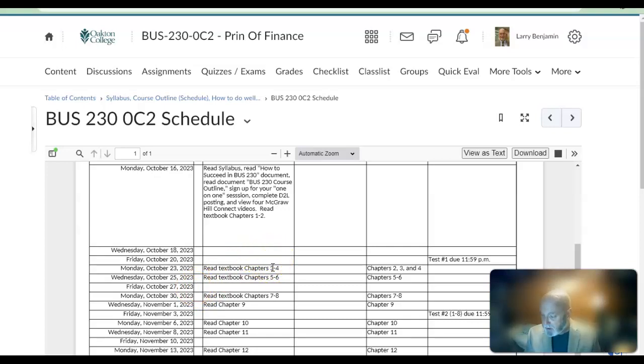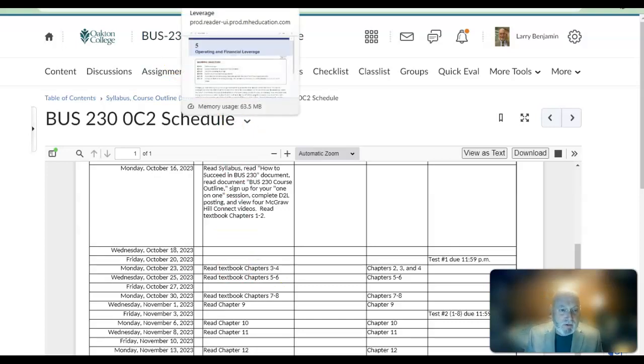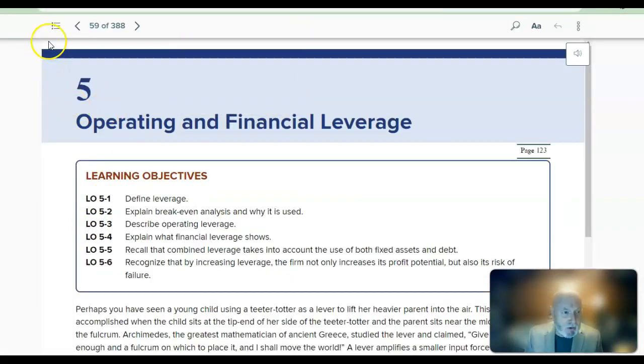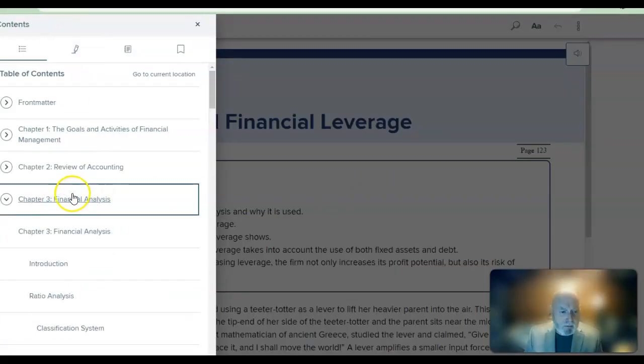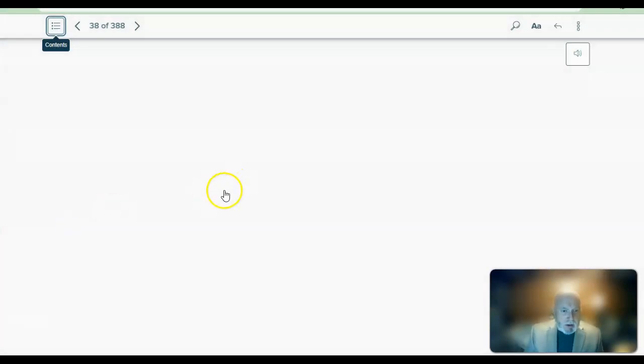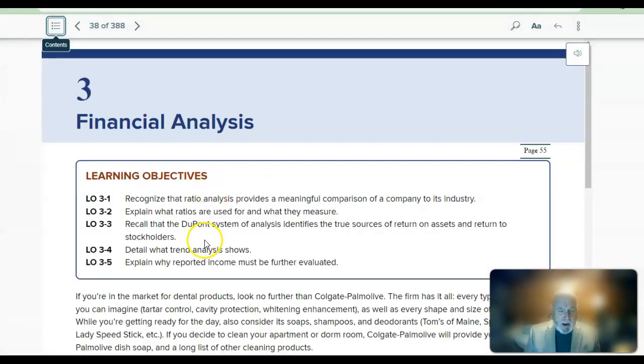Chapter 3, we're going to start getting into financial analysis, and that's a really important part of what we do in finance. So let me open up chapter 3 so you can look at it. In financial analysis, as we start thinking about how we really take a good look at what the financial performance of an organization is, there's a couple of ways of going about doing that, but one of the most important ones is ratio analysis. And financial ratios are used very, very commonly, both by investors and financial managers.